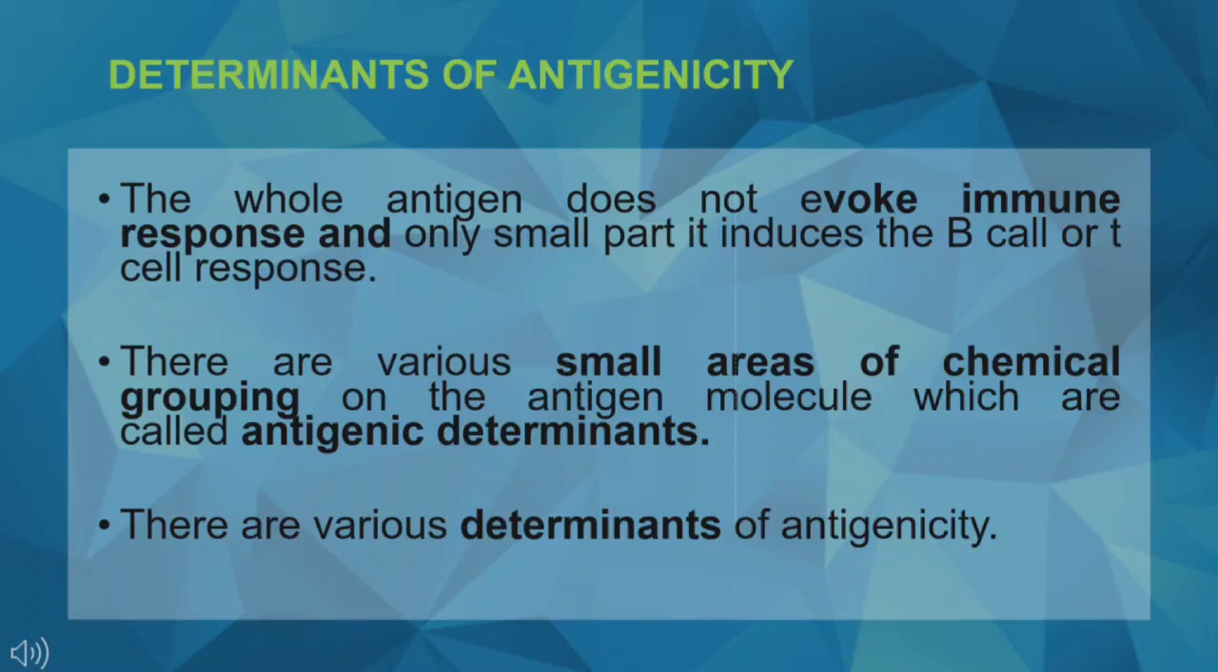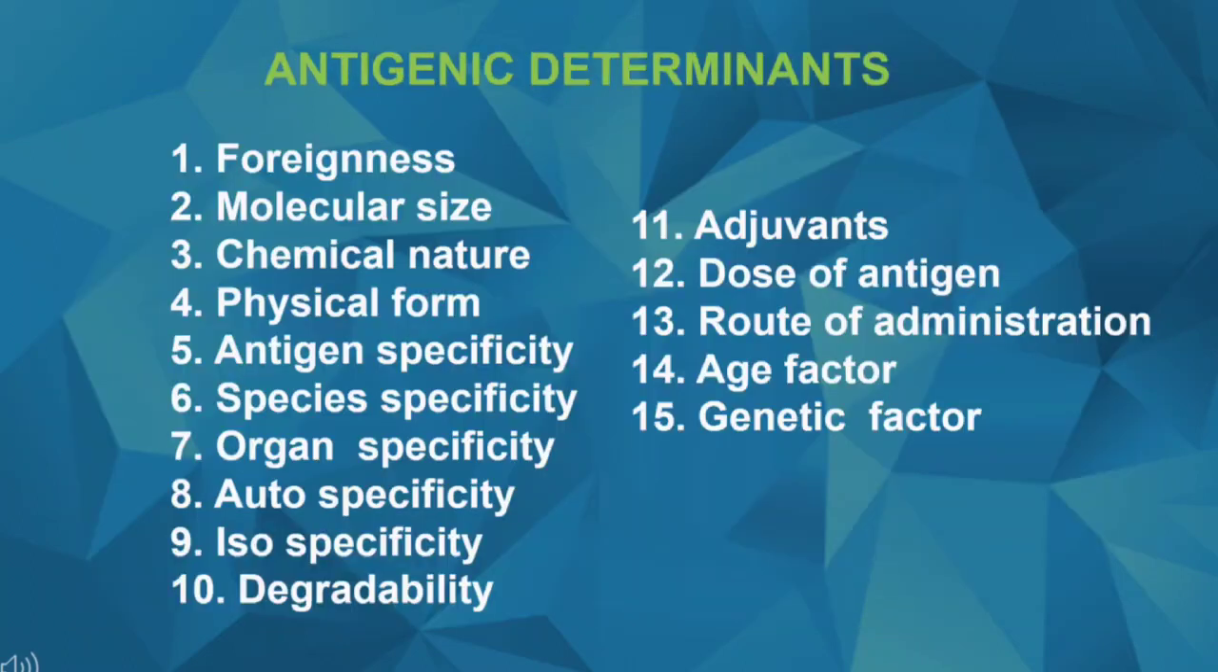The whole antigen does not evoke an immune response. Only a small part of it induces B and T cell response. There are various determinants of antigenicity involved. There are totally 15 antigenic determinants. They are foreignness, molecular size, chemical nature, physical form, antigen specificity, species specificity, organ specificity, autospecificity and isospecificity, degradability, adjuvants, dose of antigen, route of administration, age factor and genetic factor.